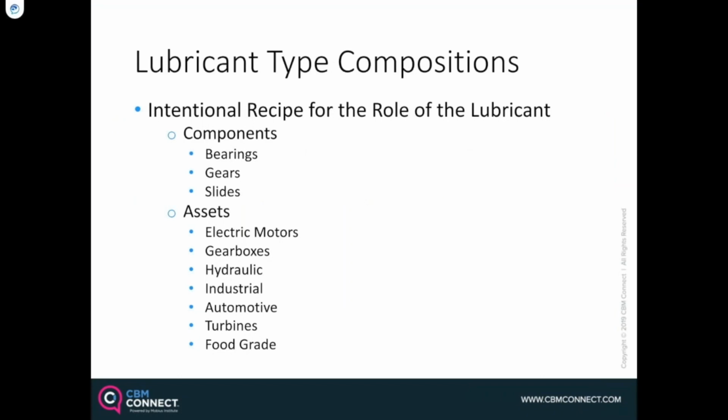Where are some of these lubricants used? Well, everywhere that two metal surfaces can or do come in contact with each other, right? They're used in bearings, in gearboxes, on slides, on electric motors, hydraulic systems, automotive, turbines, and food-grade equipment use them.